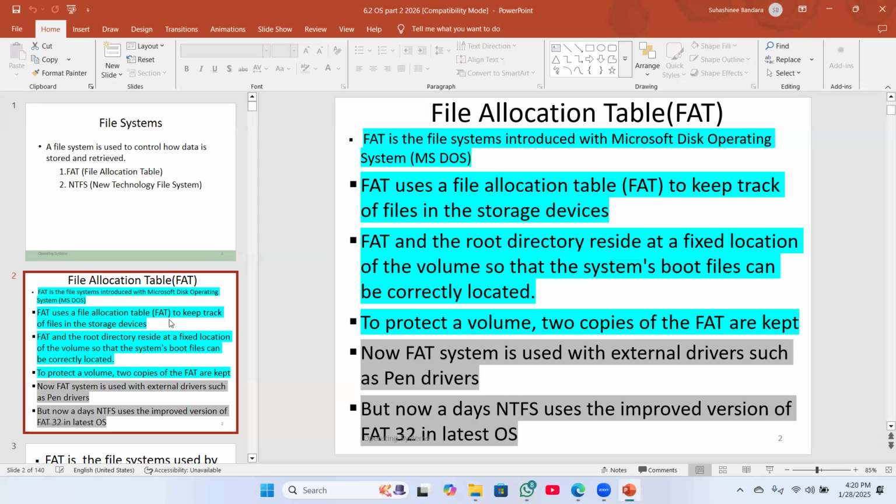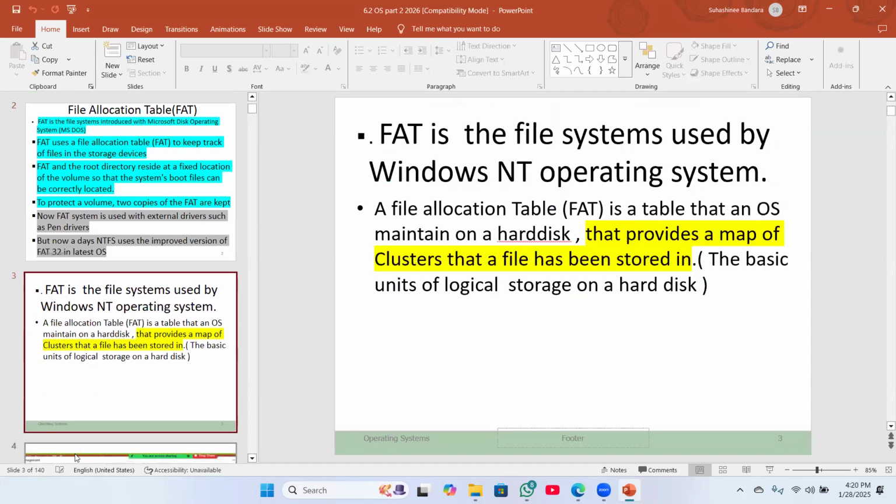So now the FAT system is used with external drives such as pen drives. Earlier it was used for hard drives, hard disks, but now it is used for pen drives. Nowadays NTFS, an improved version of FAT32, is used in the latest operating systems. So the FAT file system is used by Windows NT operating system.